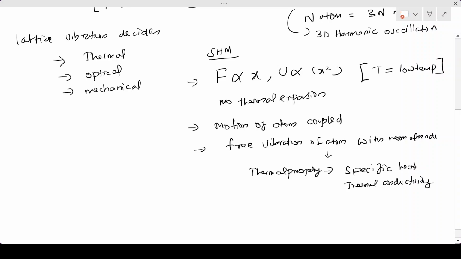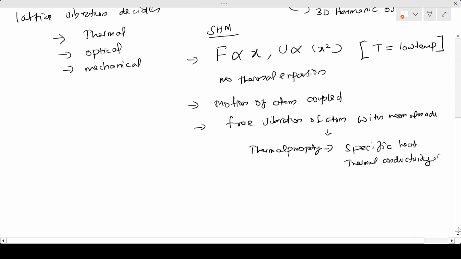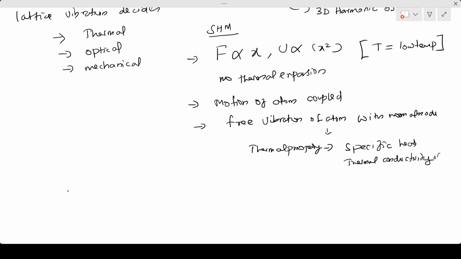Okay, thermal conductivity of solid. Free vibration of atoms with their normal modes is the main reason for the thermal properties like specific heat and thermal conductivity of solid. And this free vibration means we are not applying any external force. So the atom is freely vibrating with their normal modes.